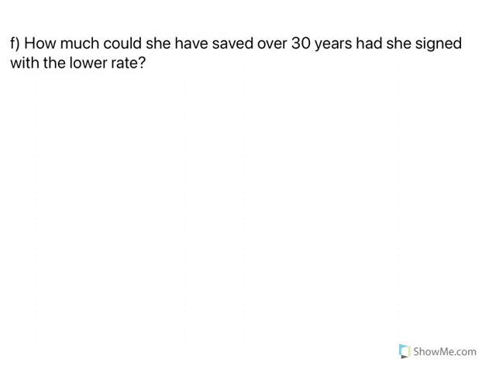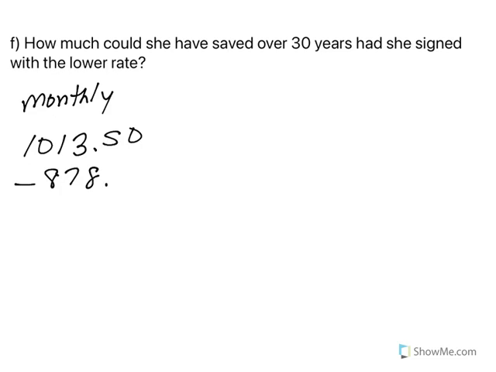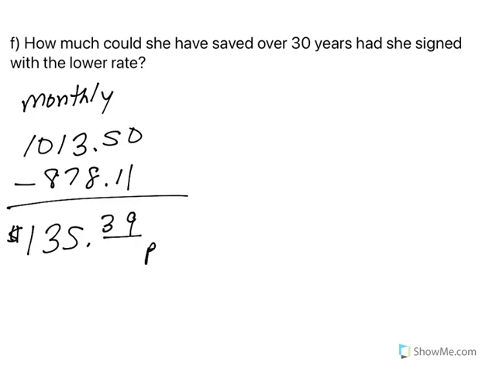How much would she have saved over 30 years if she had signed with a lower rate? There's a couple ways to do this, but I'm going to start just by looking monthly, okay? If we compare monthly payments, the $1,013.50 minus the $878.11, she would have saved $135.39 per month. That's some really nice shoes every month.